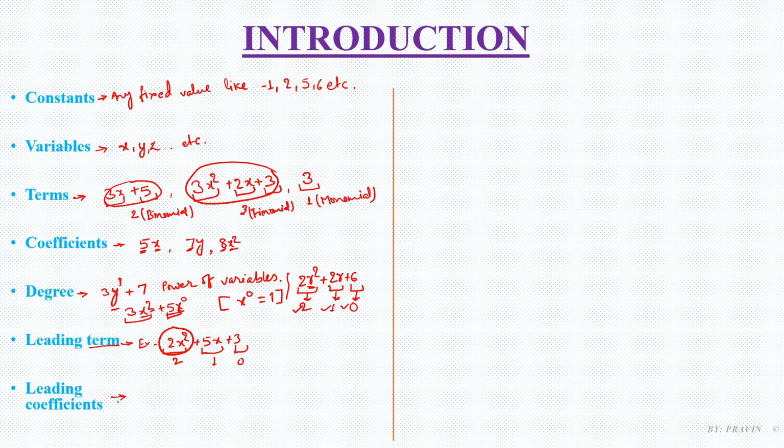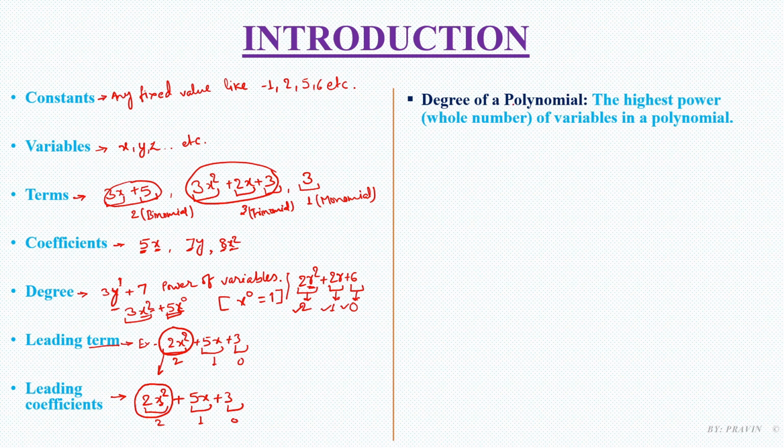Similarly, leading coefficient. For leading coefficient, you know what a coefficient is. This time you want to know the leading coefficient. If I take the same example here, 2x square plus 5x plus 3, we find that the degree of this term is 2, the degree of this term is 1, and the degree for this term is 0. So the highest degree is of this term, so this term is the leading term, and the coefficient multiplied with this variable is 2. So this is the leading coefficient.